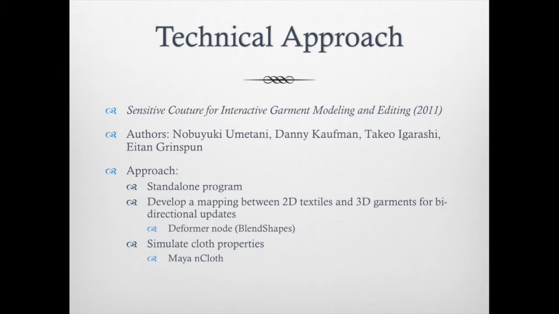This project was based on the paper Sensitive Couture for Interactive Garment Modeling and Editing. The paper was presented at the 2011 SIGGRAPH conference by Nobuyuki Umatani, Danny Kaufman, Takeo Igarashi, and Eitan Grinspan. In order to implement this paper, we used Python and MEL to create our plugin and user interface. We mapped the 2D textiles to the 3D garment through a Maya deformer node called BlendShape. We also used Maya's nCloth in order to simulate the draping of the garments on the model.